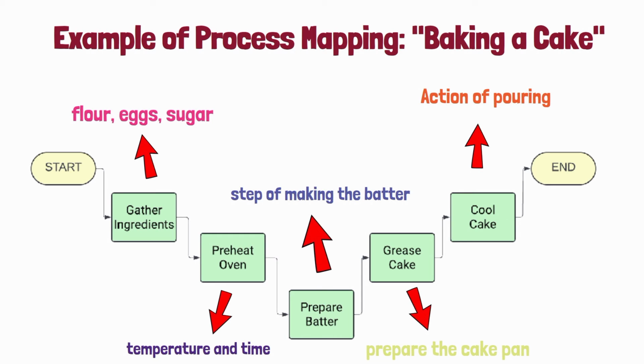Now, each of these steps is crucial to making a successful cake. Similarly, in a business setting, a detailed process map would list out every step of a process, like processing orders or handling customer complaints, so you can see the whole picture and find ways to improve it. So, this is all about the detailed process map which we use in the Lean Six Sigma process.